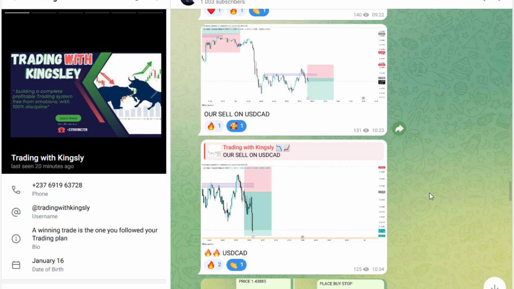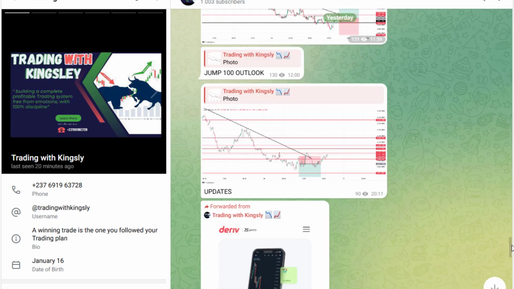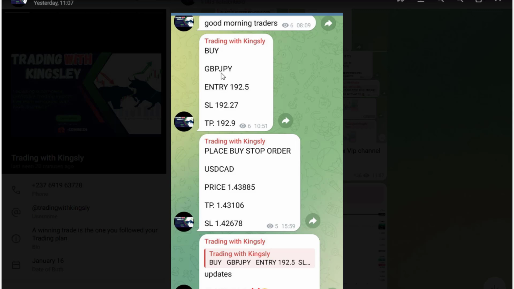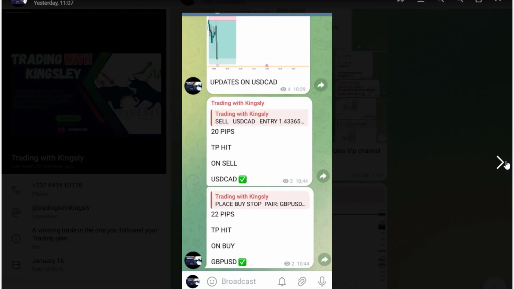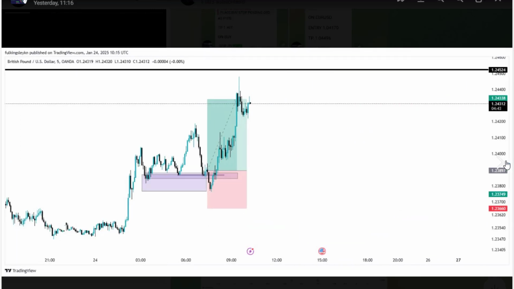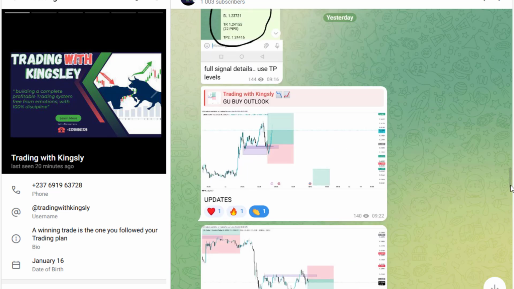So if you look very well, you could see that we gave most of these signals, right? If I show you guys, you are going to see these are the signals that we gave. GJ, we had TP hit, and one of these GJs hit stop loss, as you can see there, right? We had buy on GU, TP hit, sell on USD CAD, TP hit. This is the GU trade. We gave this signal, right? We gave this signal on our general channel. Let me show you guys.